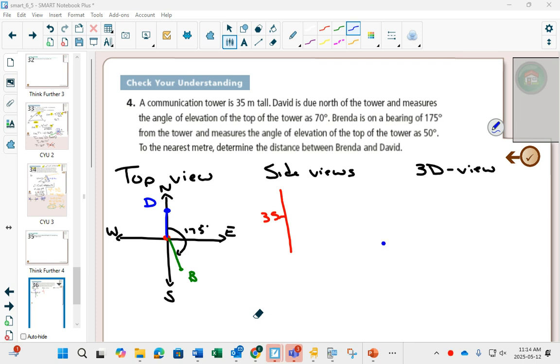David is looking at the tower. This is the length that David is away, so maybe I'll do David's triangle first. And the angle of elevation up to the top of the tower is 70 degrees, and since the tower is going straight up, we would know that that's 90 degrees right there. Same thing, we can draw a triangle for Brenda.